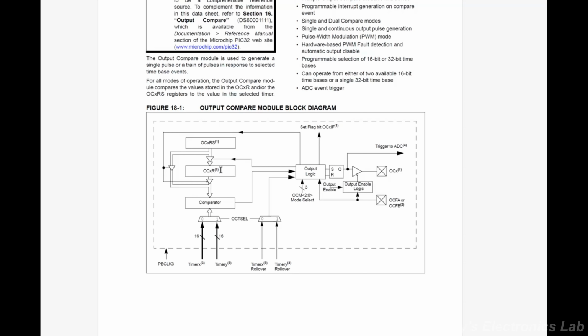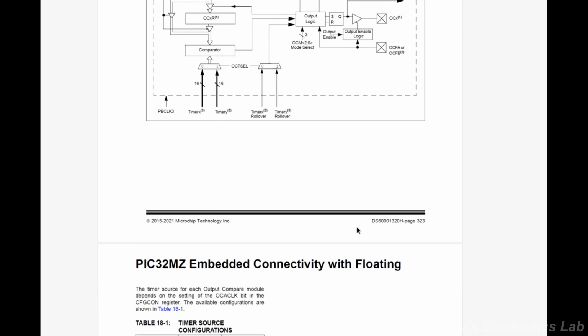And then we have the OC1RS and the OC1R. All right, so when you load RS, it gets transferred to here at the next pulse, right? So you don't do it in the middle of the pulse. And then it just compares the timer to this register, and then it sends an output. And you can trigger the ADC with it. You can use an output pin, which is basically what we're doing. And then there's an input. You can turn it on or off and control it with an external pin.